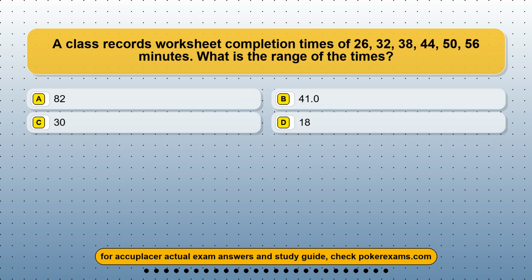Question 3. A class records worksheet completion times of 26, 32, 38, 44, 50, 56 minutes. What is the range of the times? Option A, 82. Option B, 41.0. Option C, 30. Option D, 18.